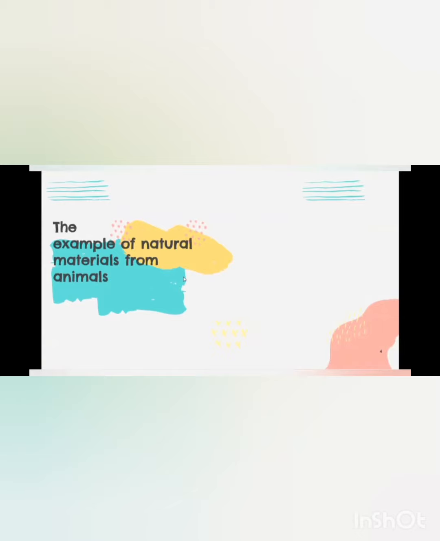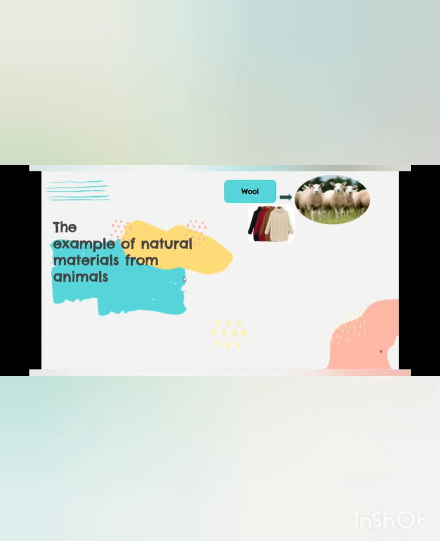Now, let's have a look at some natural materials made from animals. We get wool from animals, and wool comes from sheep. Very good. Wool comes from sheep. And what do we make from wool? Sweaters. Excellent. We make sweaters, caps, and gloves from wool.